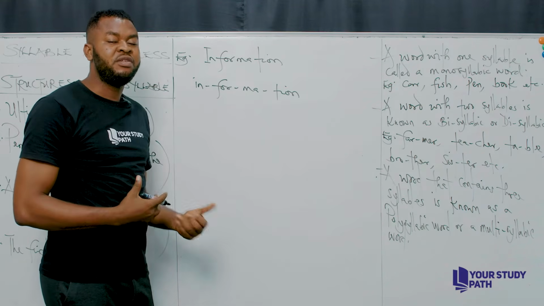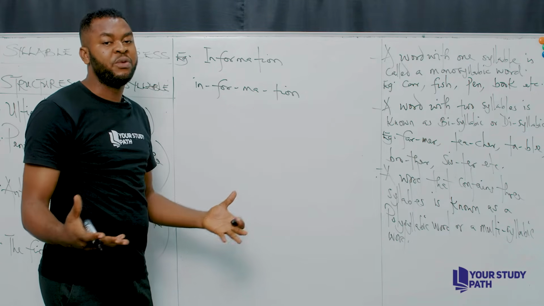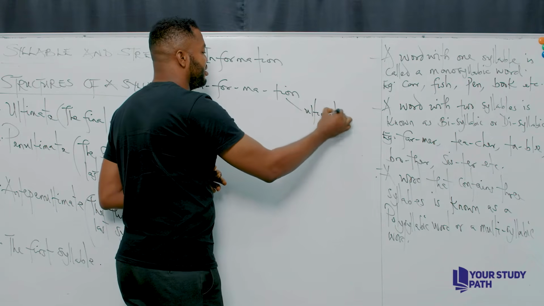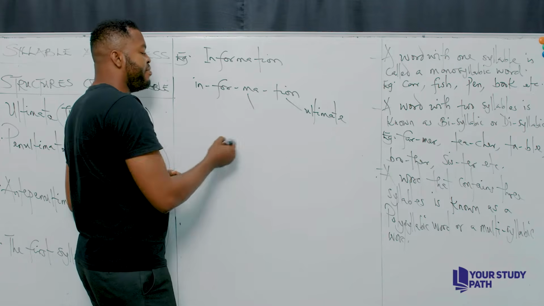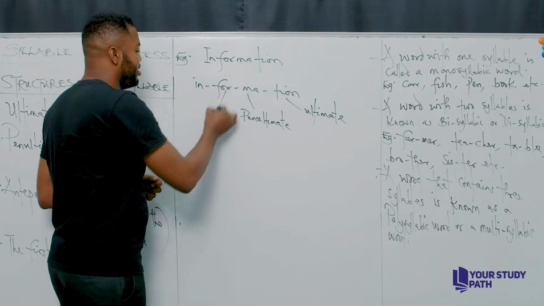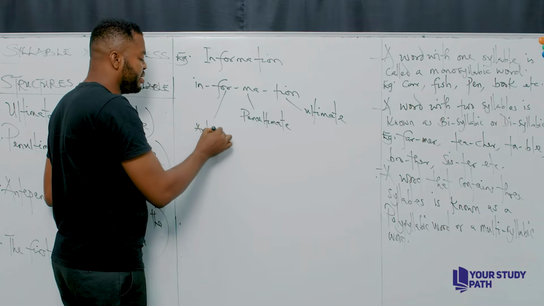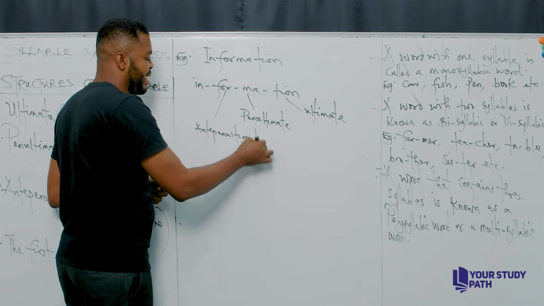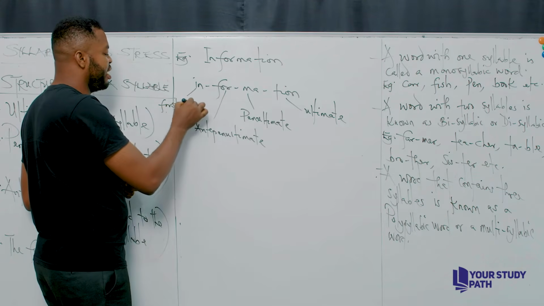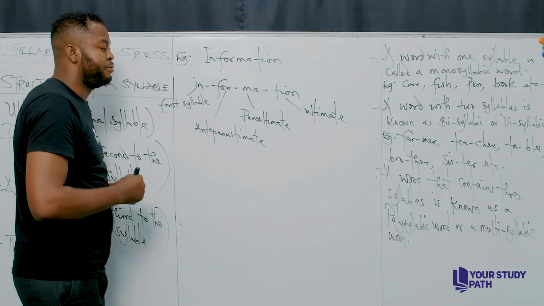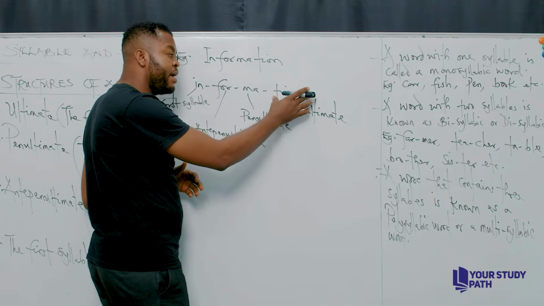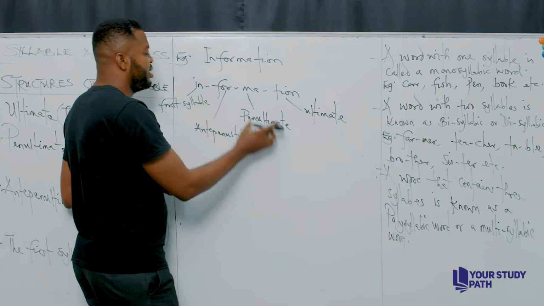Now, how do I identify the different structures of the syllable in this word information? The T-I-O-N is known as the ultimate. Is that taken? The M-A is known as the penultimate. You can see that I'm writing the name there. The F-O-R is known as the antepenultimate. I hope you can also identify this yourself. Then the I-N is known as the what? The first syllable. Now, if you examine this very well, I started by the end. The T-I-O-N, which is the ultimate, that's the last syllable. Then M-A is the penultimate.